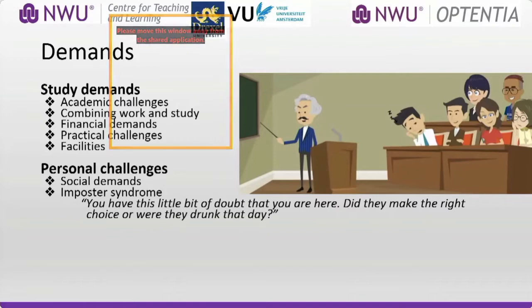Then something called Imposter Syndrome, and that is when you have the feeling that any time now people will find out that you really are not as intelligent as they thought, and you're not really at the right place. So someone said you have this little bit of doubt that you are here. Did they make the right choice, or were they drunk that day?